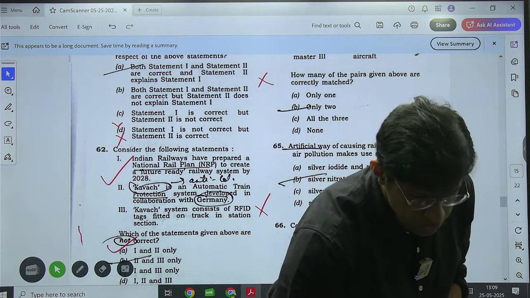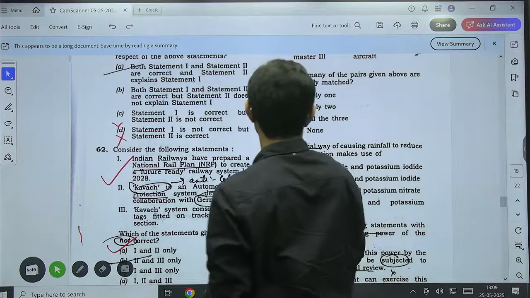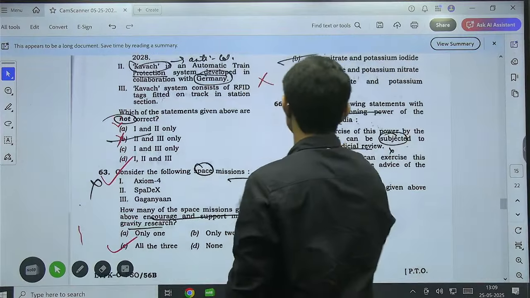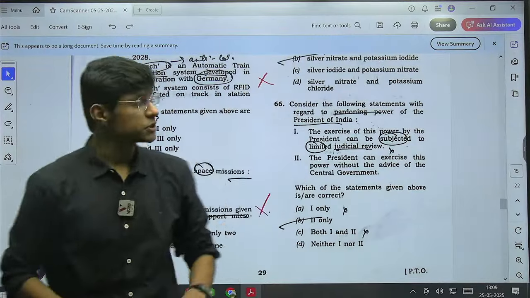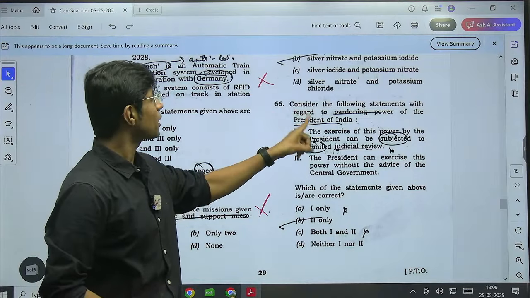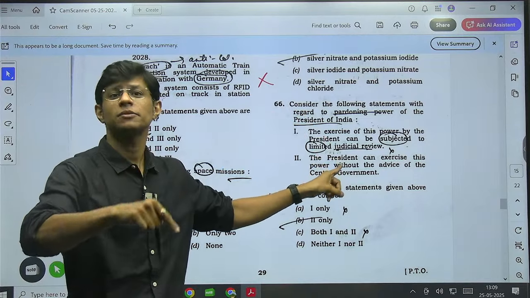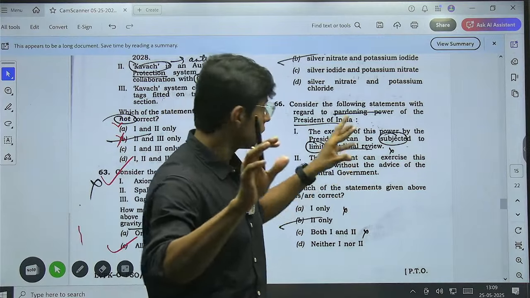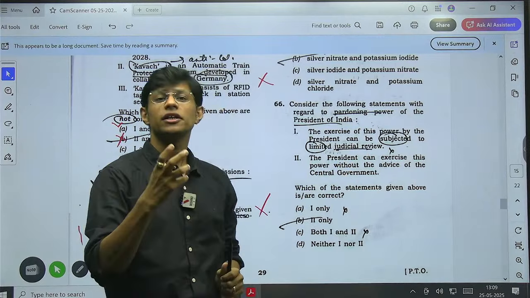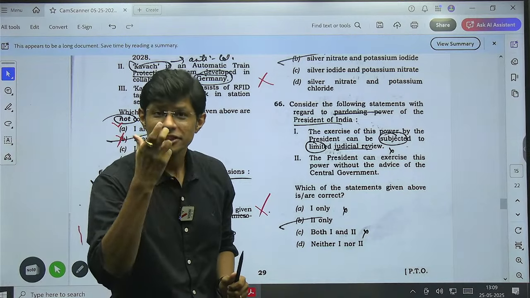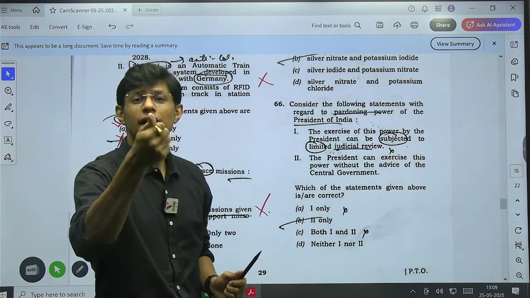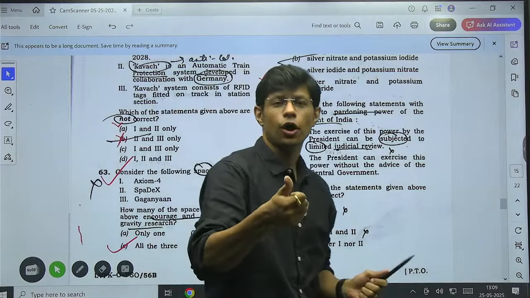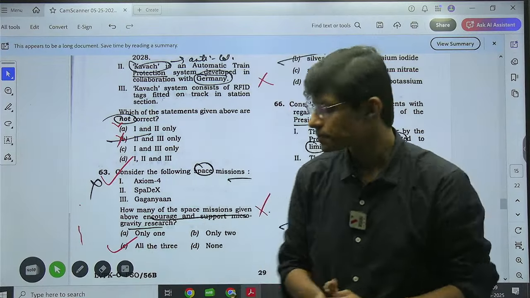The next question starts from question number 66. Okay, let us start with question number 66. Now this question, students, pertains to the pardoning power of the president. Why has this question been asked? Because there was discussion surrounding the pardoning power of the President of India with respect to commuting or suspending the death sentence.